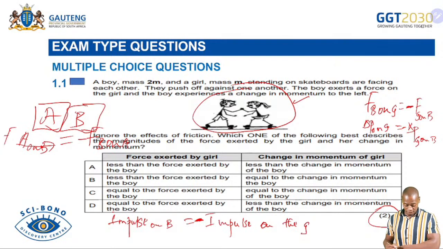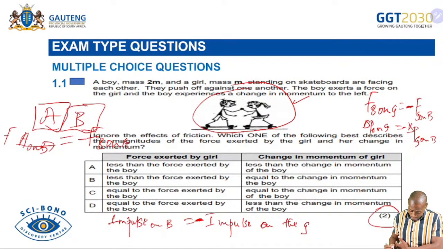Okay, so let's check this question. Ignore the effects of friction. Which one of the following best describes the magnitudes of the force exerted by the girl and her change in momentum, irrespective of their masses? So you can see the masses are not the same.